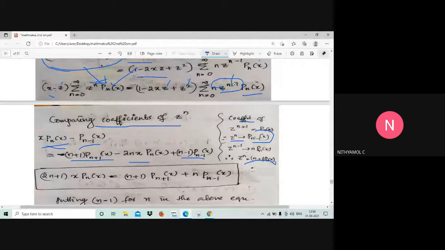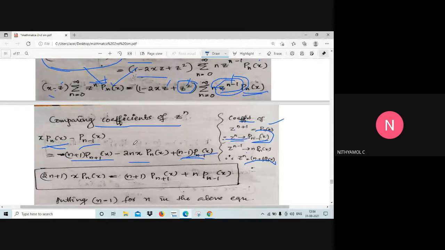Pn of x, here it is z raised to 1, here z raised to n minus 1, so both will combine, then z raised to n, then (n minus 1) Pn minus 1 of x, here z square and z raised to n minus 1. So these two will combine, then we will get z raised to n plus 1. So coefficient of z raised to n plus 1 is Pn of x, then coefficient of z raised to n is Pn minus 1 of x. Okay, that's why I put like this.